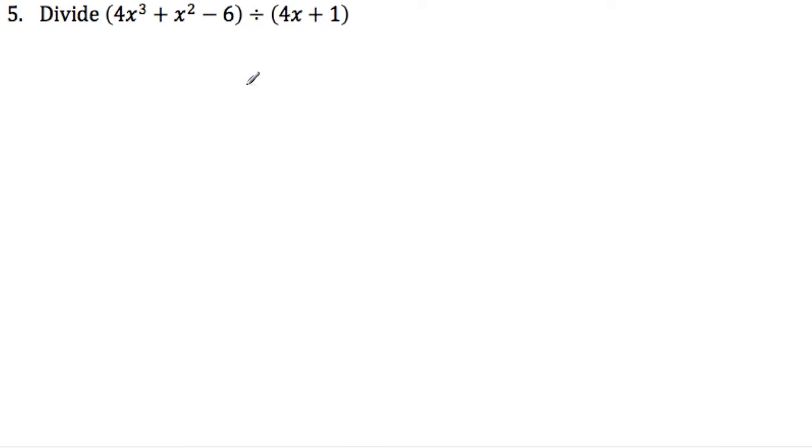All right, let's do another one. So we get 4x to the third plus x squared. Again, we don't have an x, so we need a placeholder, plus 0x minus 6, and we have 4x plus 1.